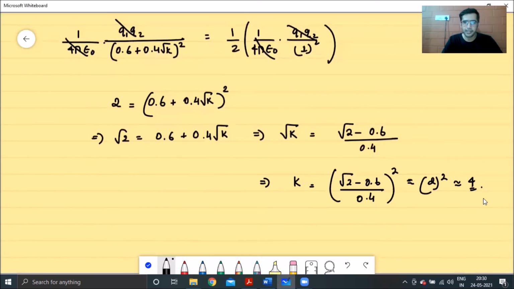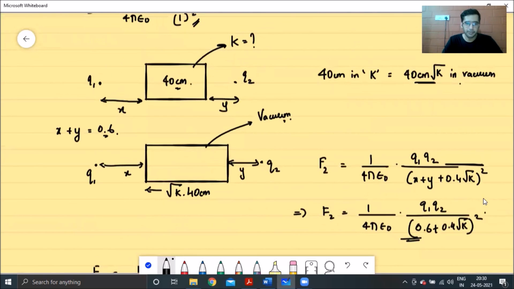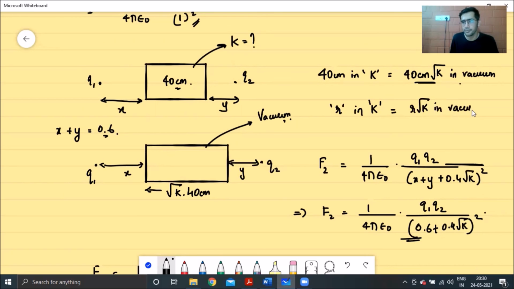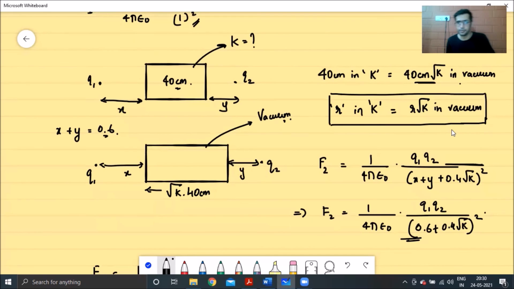I hope this logic over here is clear. So once again, whenever we need to solve a case where the entire region between the two charges is not one medium, it's made up of different mediums, you try to convert it into one medium. So use the concept of effective distance. A distance of r and k is equivalent to a distance of r root k in vacuum. You can also use this for other mediums as well. Hopefully this concept is clear, and this is a slightly tricky problem on Coulomb's law which you need to cover.